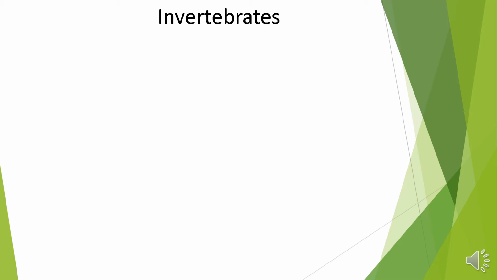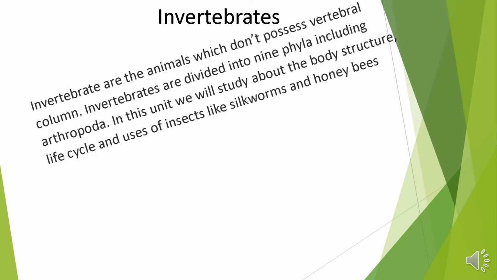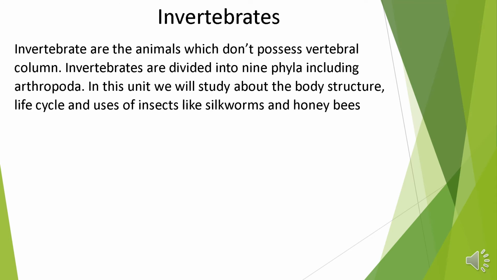Today we are going to study invertebrates of class. We see the different types of animals around us. Some of them are vertebrates and some of them are invertebrates. Invertebrates are those animals which don't possess vertebral column. And we know that invertebrates are divided into 9 phyla, including Arthropoda.